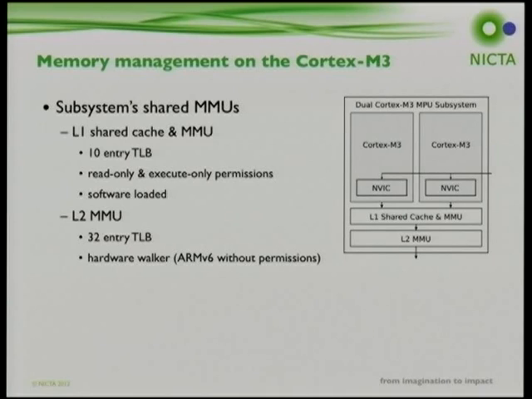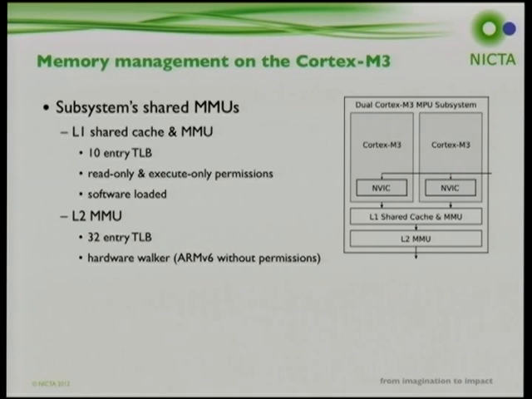Okay, so on the OMAP, the M3s themselves are designed without memory management, so they don't include an MMU. However, TI was kind enough to put two MMUs onto this subsystem. Now, it's kind of weird to have two MMUs. These aren't like the A9s, which have two levels of MMUs, but these are two separate MMUs. And also they're connected in series, which is kind of odd, because this means that an address is first translated by the level 1 one, and then that translated address is translated again by the level 2 MMU.